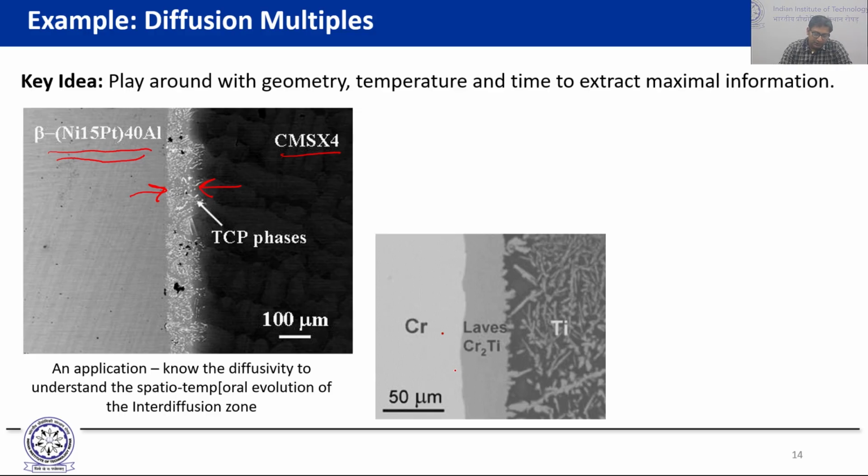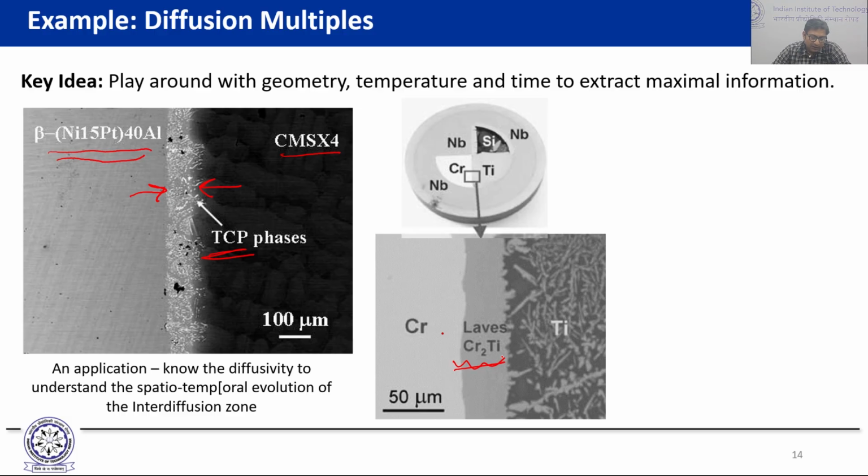So by and large, you will be having things which we call topologically close packed phases or Laves phases that are forming over here. Now, in order to study this fairly complex problem, one can create a diffusion multiple that looks like this. So here, for instance, I have 4 elements whose interdiffusion I am interested in. So there is niobium, there is chromium, there is silicon, and then there is titanium. And then this entire thing is being put inside a niobium can and hot pressed.